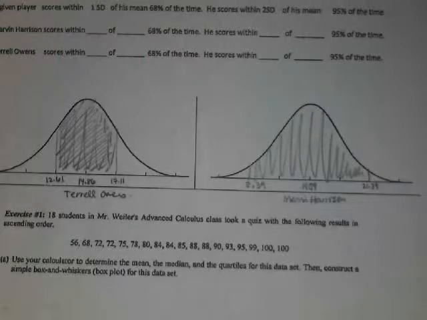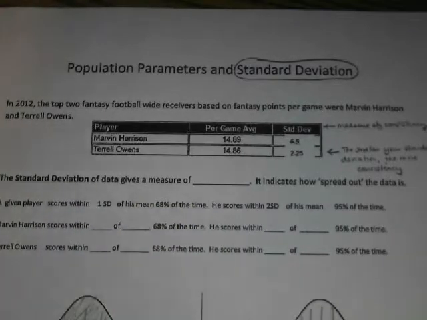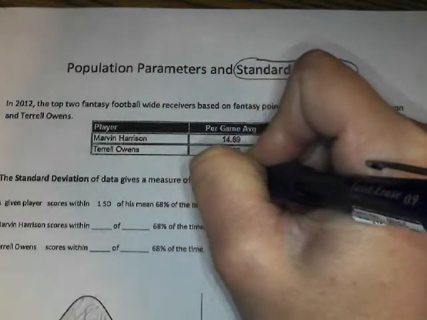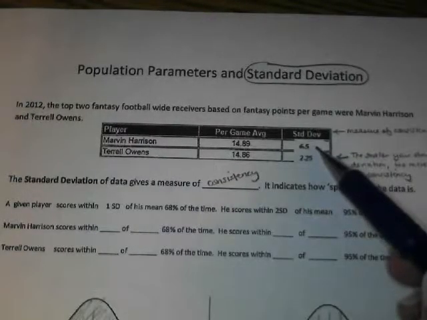Does that make sense a little bit? That's just the general scope of what standard deviation is. So up here I have standard deviation gives a measure of consistency or lack thereof. It could be variability. Okay, the higher your standard deviation, that means the higher your variability.